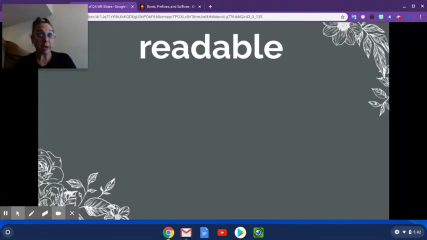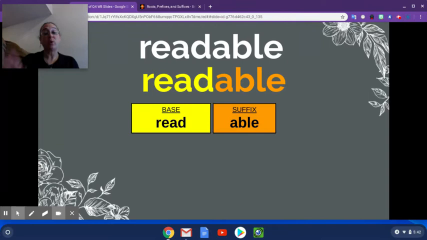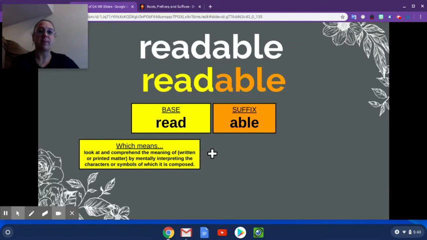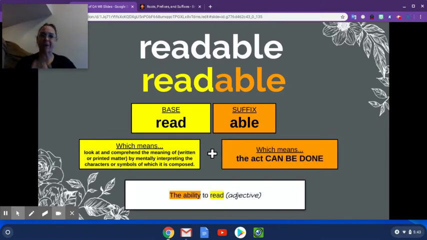Going into readable, we have read, which is our base word, and then able, which is the suffix added to the end of it. So now it's read. Could you read, or is this readable? Read is a verb, but what is readable? Read means to comprehend the meaning of a word or written or printed matter by mentally interpreting the characters or symbols in which it is composed. We also have able, that can be done. So what is it together? It's the ability to read.